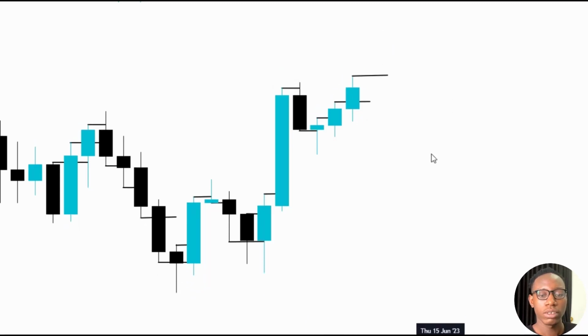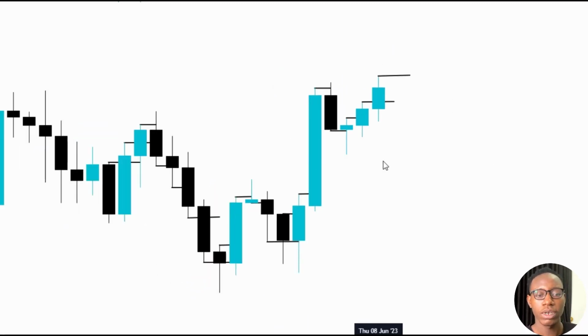So guys, this is how you make use of previous day high and low to frame a draw on liquidity or have a bias. So we are going to go back to the PDF to show you other examples of how you can use a previous day high and low to frame a bias or draw on liquidity.